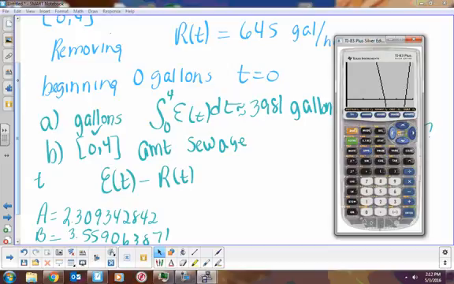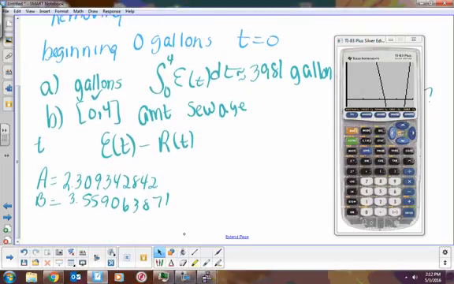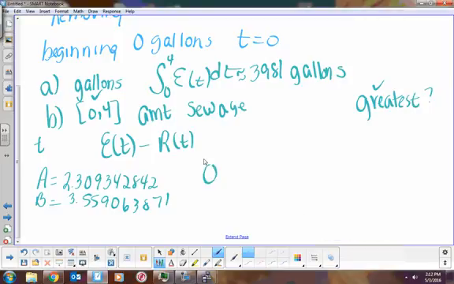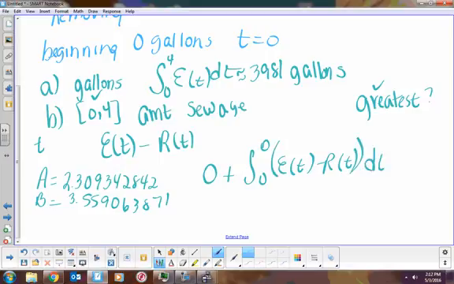So now when we have the extreme value theorem, what do we have to consider? The endpoint, so we're going to do 0 plus the integral from 0 to 0 of E of t minus R of t, which was 645, dt. And what is that going to be? 0. I'm emphasizing the 0 plus, because if it weren't 0, let's say there were 10 gallons of sewage to start with, it would be 10 plus.